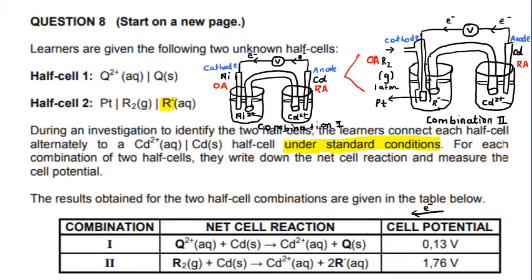We identified that combination number 2 is a stronger cell than combination number 1. So if you look at where you identified your oxidizing agents, this gas R2, which we now know is chlorine gas, is a stronger oxidizing agent than... In fact, over here we just put our label in the incorrect place. It's more correct to say that the chlorine gas is a stronger oxidizing agent than the nickel 2 plus ions, since they are the ones undergoing reduction.